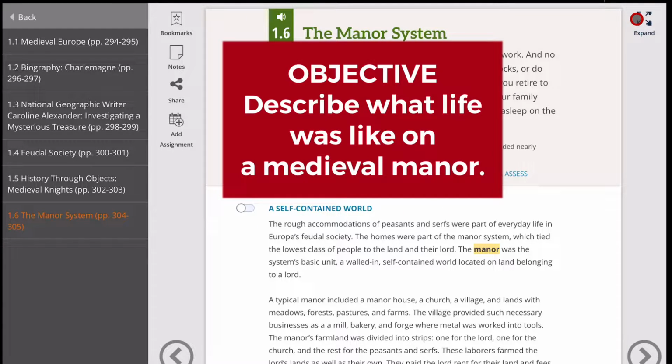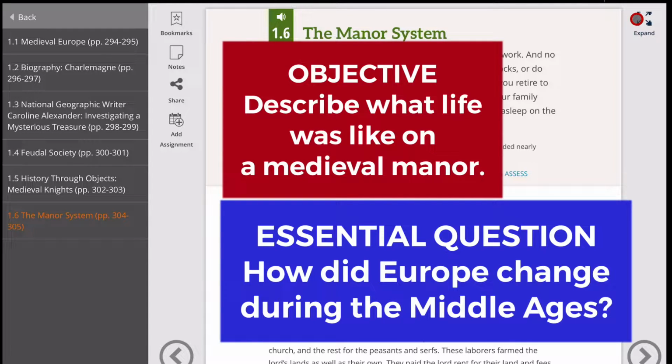The objective of this lesson is to describe what life was like on a medieval manor, which includes both the lord and his family and the peasants as well as the serfs who are serving in that manor system. As for the chapter's essential question, how did Europe change during the Middle Ages?